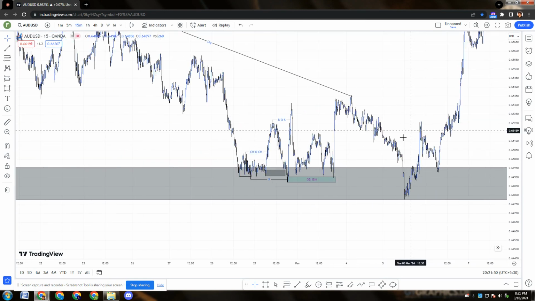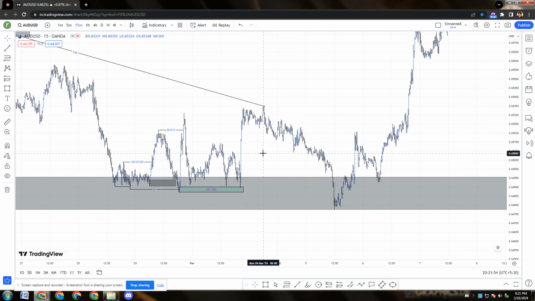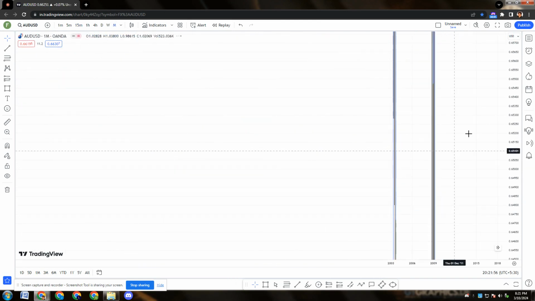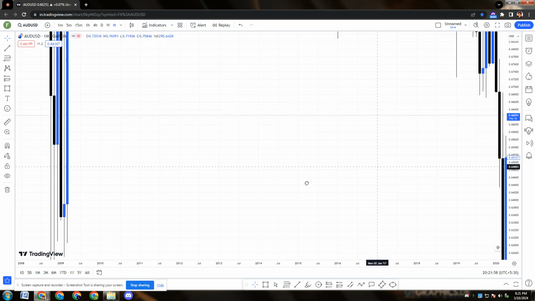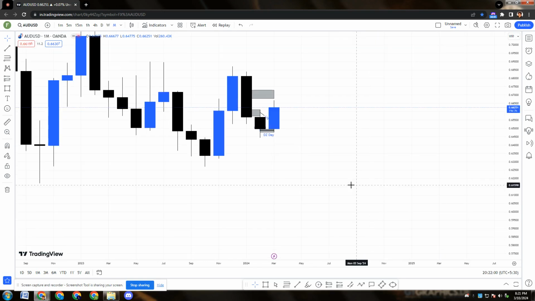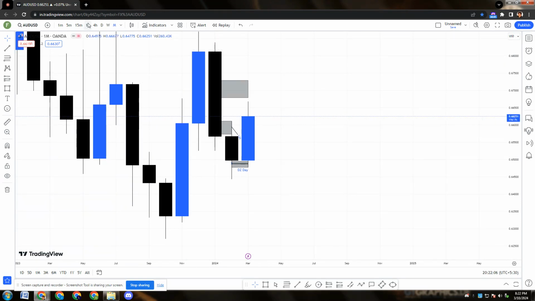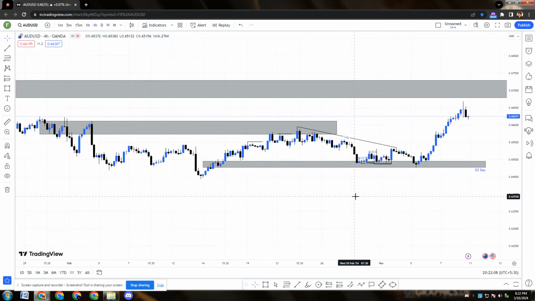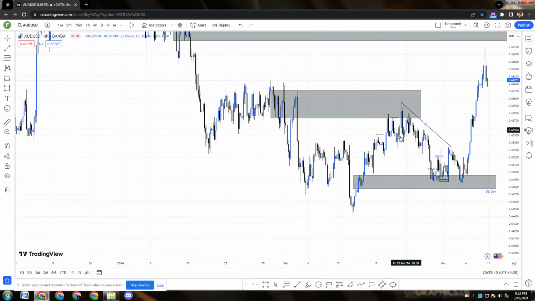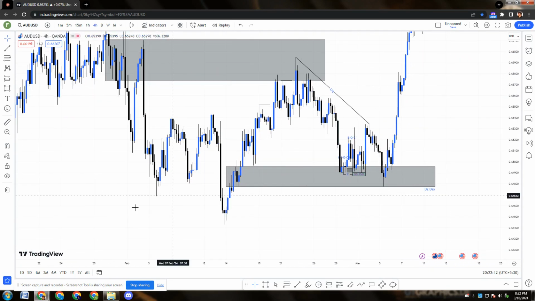Now what happened to this one? Why did the market manipulate this one? Again, we need more higher time frame confirmation in this market. So let's look. This is our fair value gap in the monthly structure. Just move lower of monthly structure.